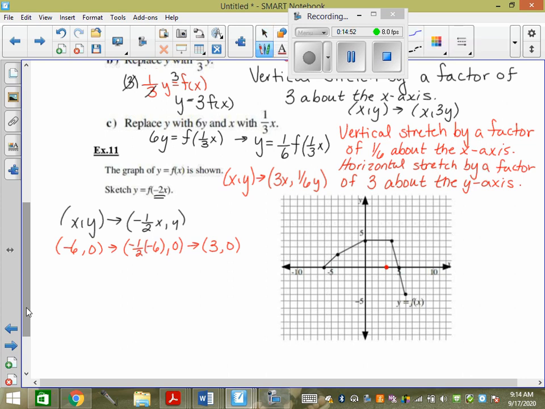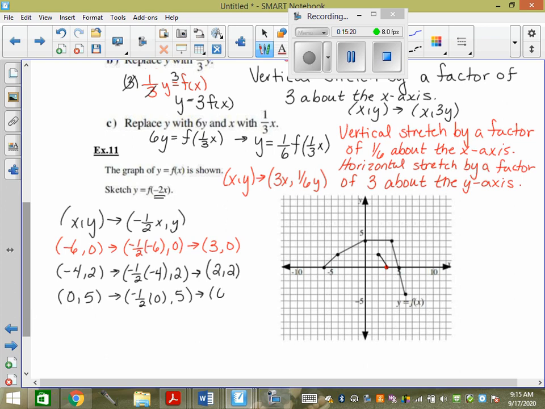And then I have -4, 2, becomes negative a half times negative 4 and 2. So it becomes 2, 2. Connect them. 0, 5 becomes negative a half times 0, comma 5, which is 0, 5. Why did it stay the same? Because my reflection is on the y-axis, if all I have happening is horizontal stretch and a reflection in the y, right? So that's staying. So that's my invariant point, right? And then I have 4, 4. It's going to end up negative because that's reflect. So negative a half times 4, comma 4, negative 2 and 4.